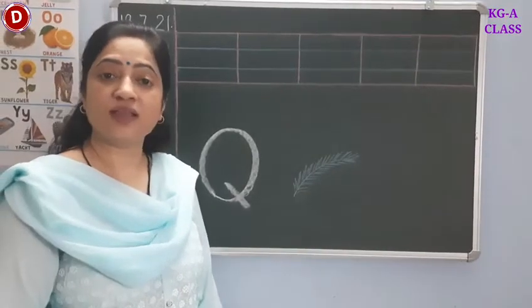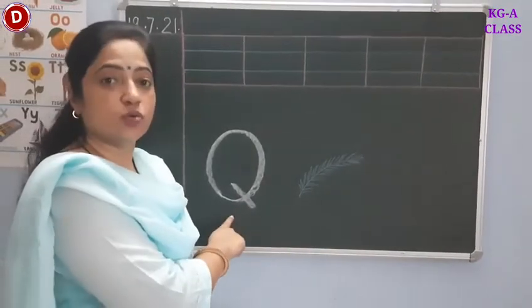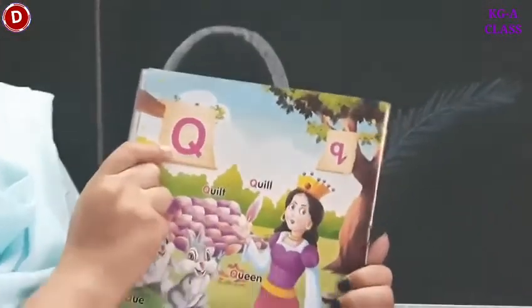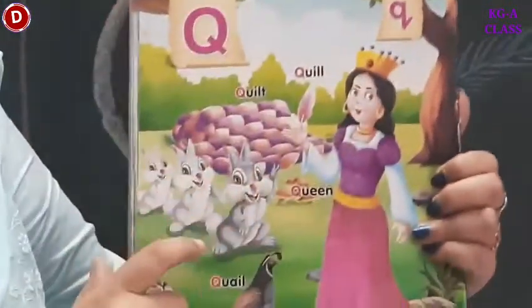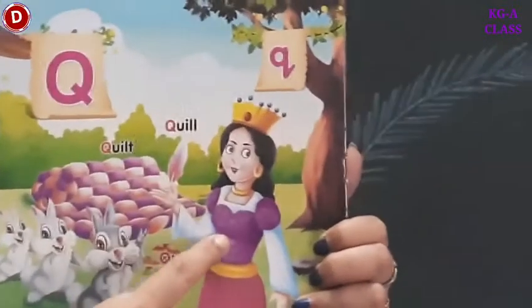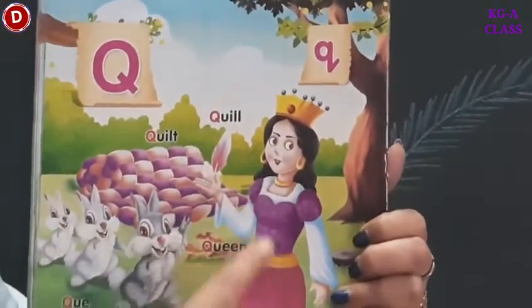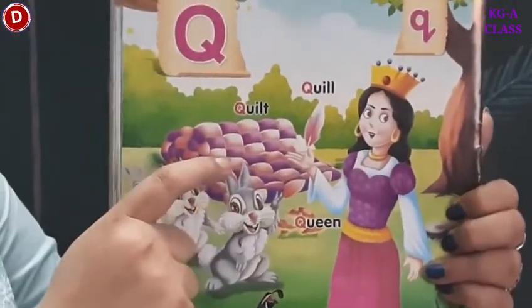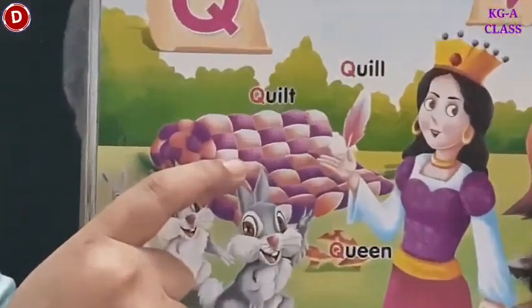Children, there are many things which start with letter Q. Let's have a look. This is capital Q and this is small q. Look here. Q for queen, which you all know. Q for queen, Q for quill. Q for quilt, which we use in winter.